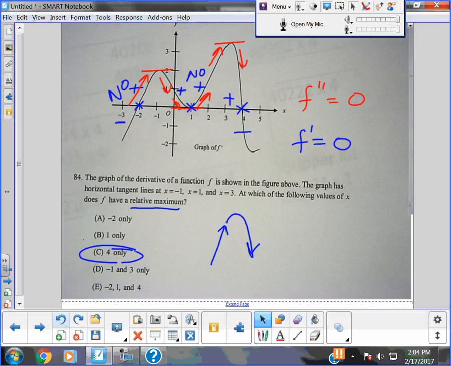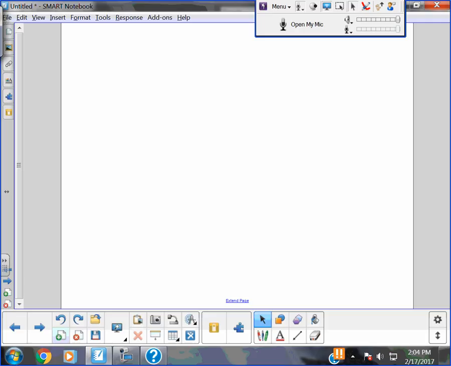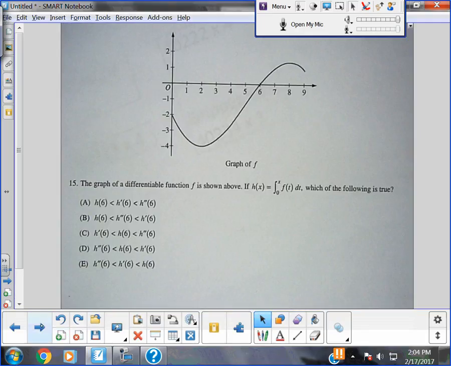All right. There's a max. Found one. I win. You win? Letter C. No, only that one. Oh, there's one. All right. Try this one.